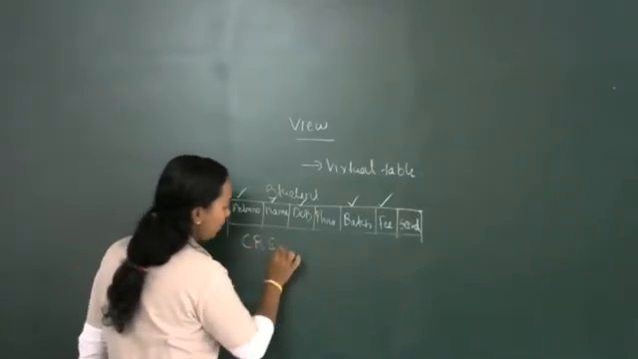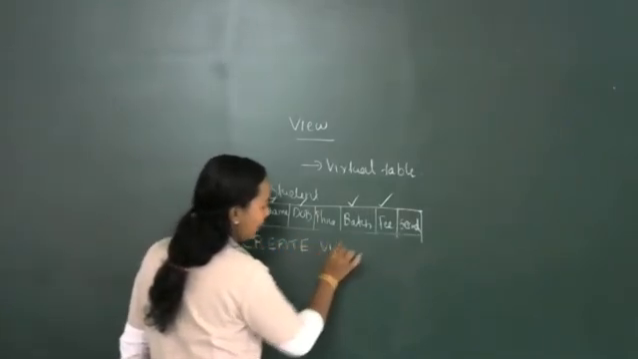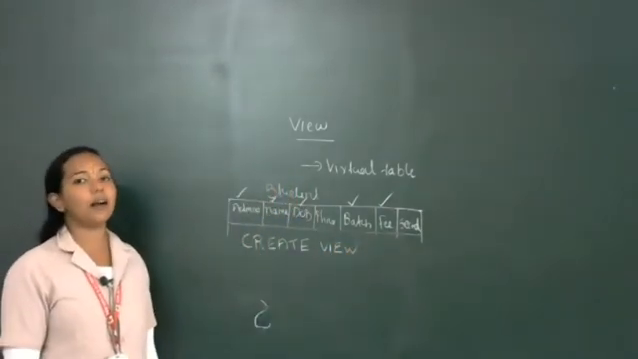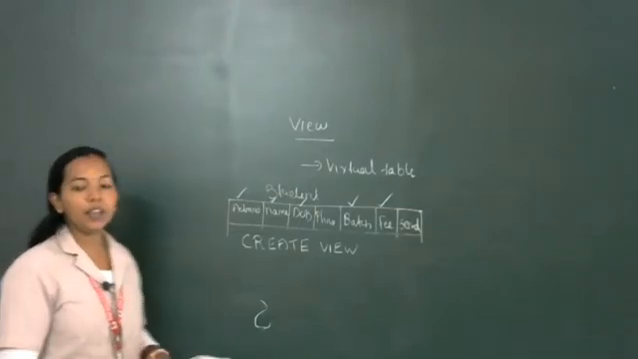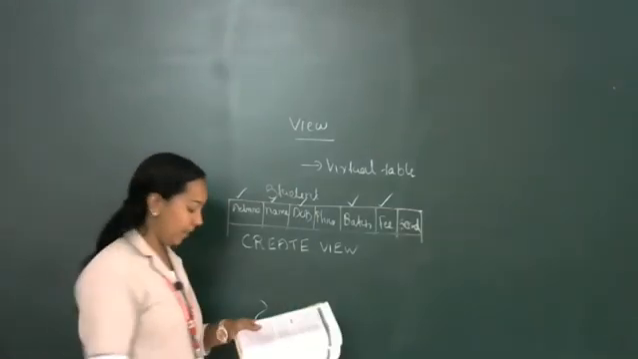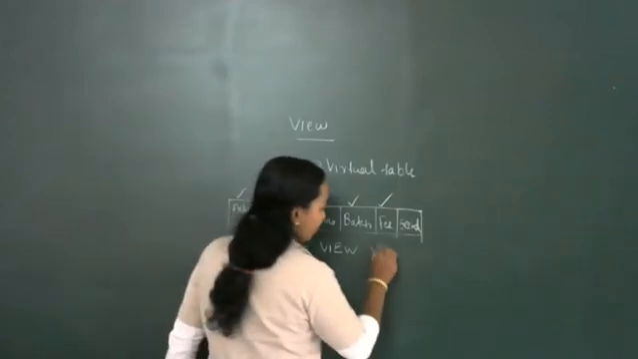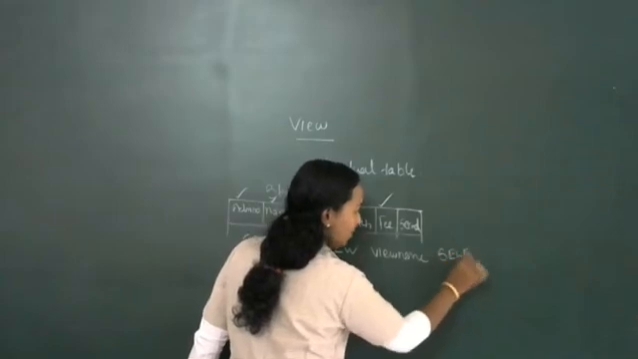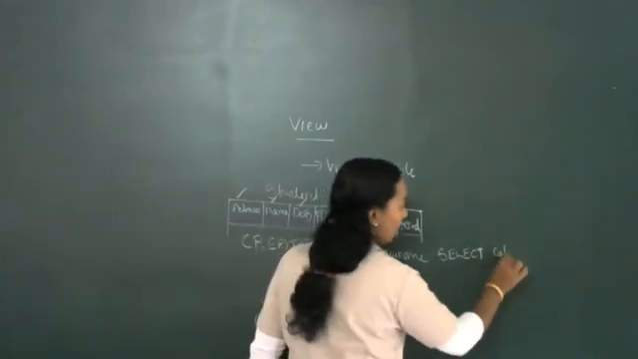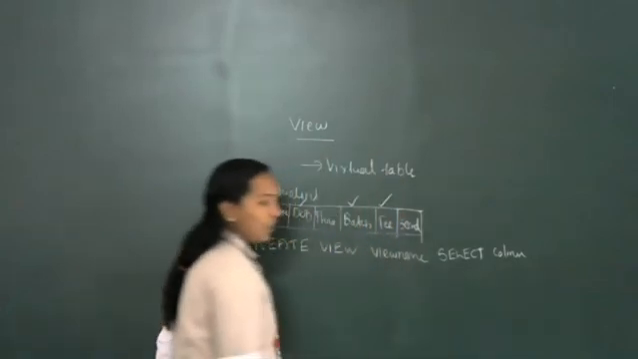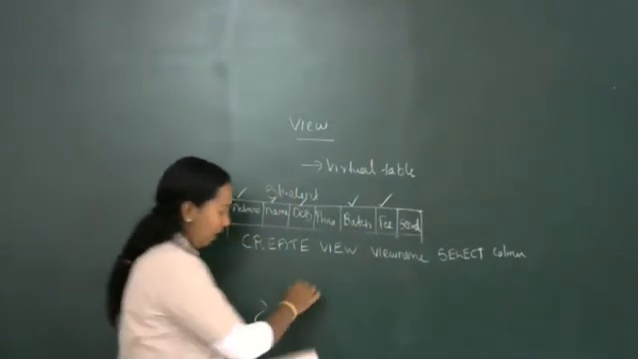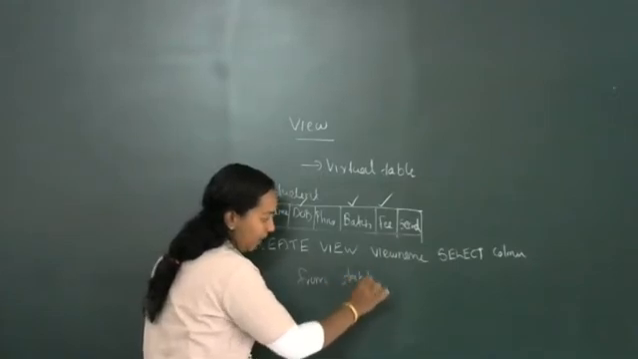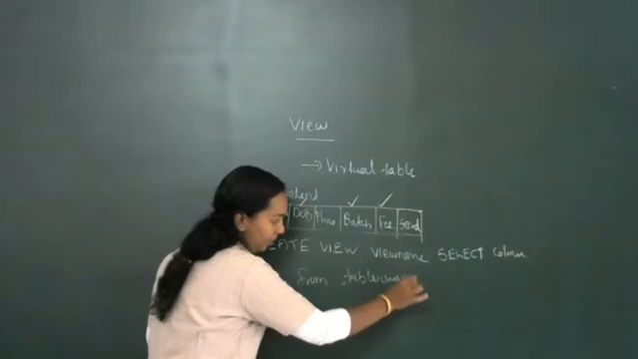For creating a view, I am using the create view command. Create view, then the view name, then select. How many columns are we selecting? All those column names you want to mention. Then from which table name? From table name.